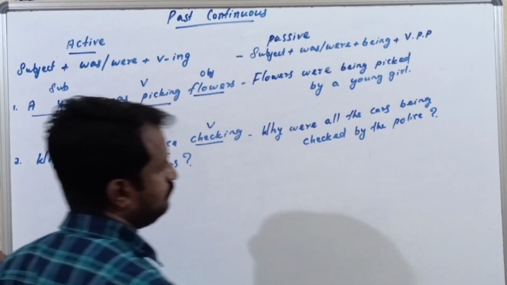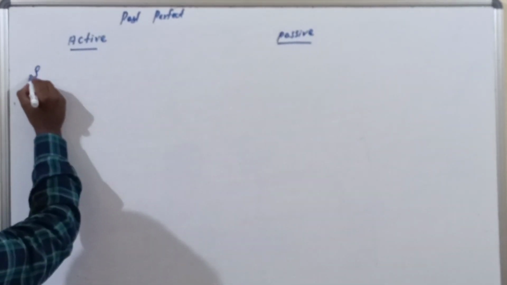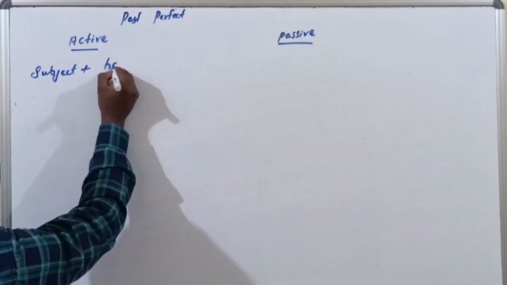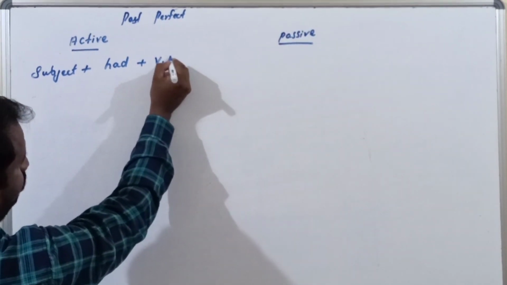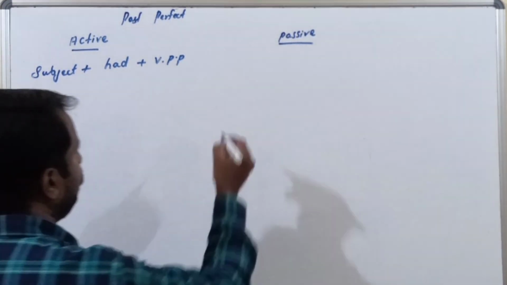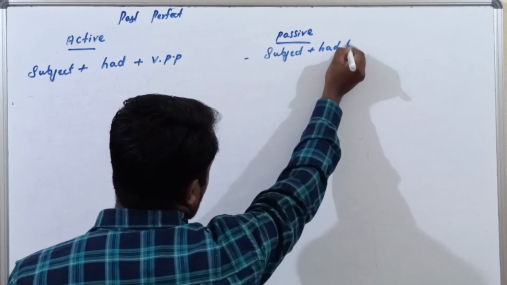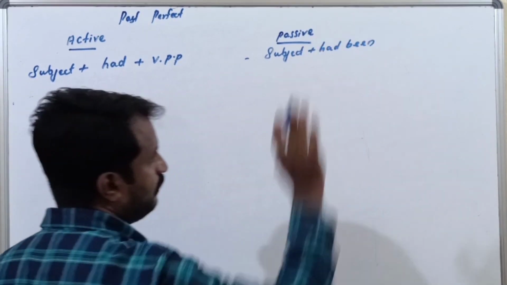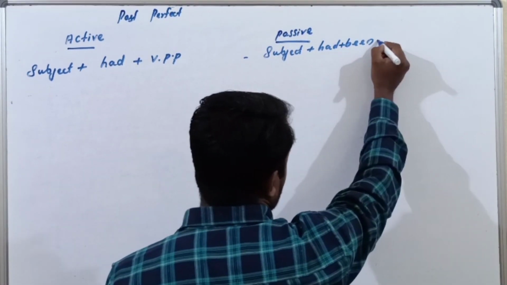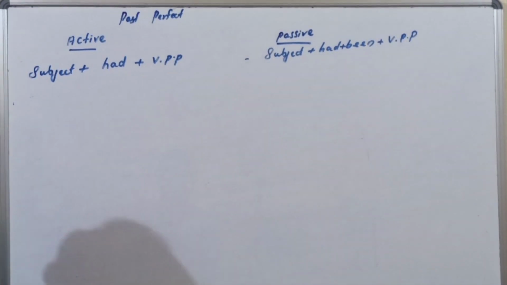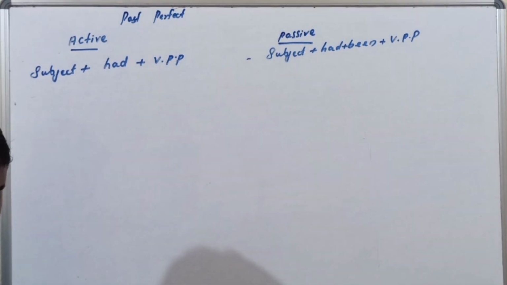Question mark. Let us go with the past perfect. What is the active form? Subject plus had plus past participle form of the verb. And the passive form? Subject plus had plus been. B-E-E-N. Had been. Otherwise together we can write had been. Had plus been plus past participle form of the verb. Come on, example. There's no example. Go on.